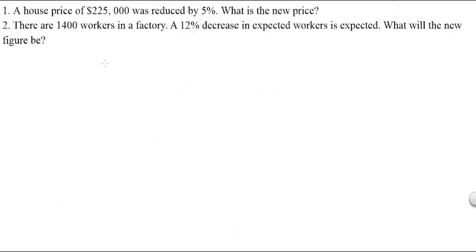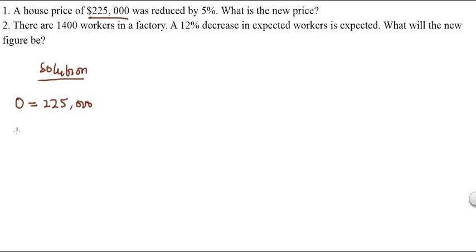Now, for the first example here, we are told that a house price of $225,000 was reduced by 5%. What is the new price? Let's write out the solution. Now, from the question, we know that the old house price was $225,000. So we write out that the old value is equal to $225,000. Now we are told that it was reduced by 5%.